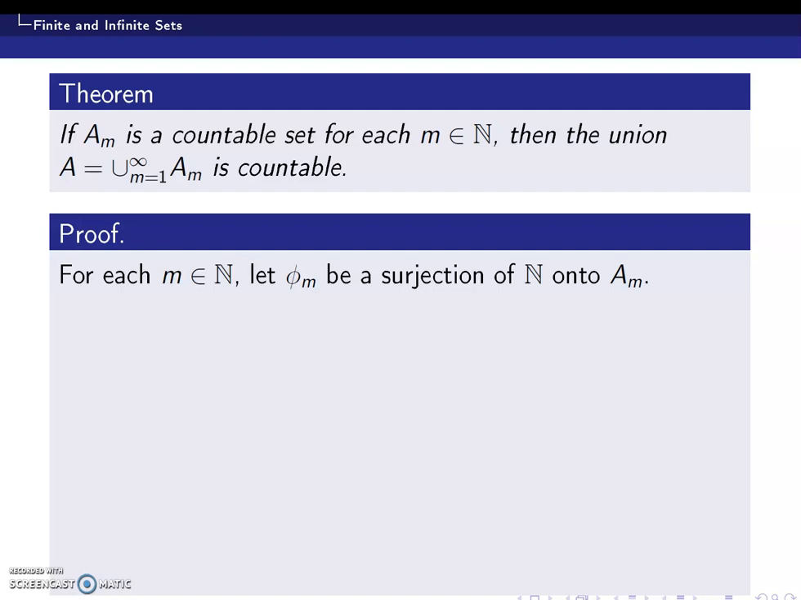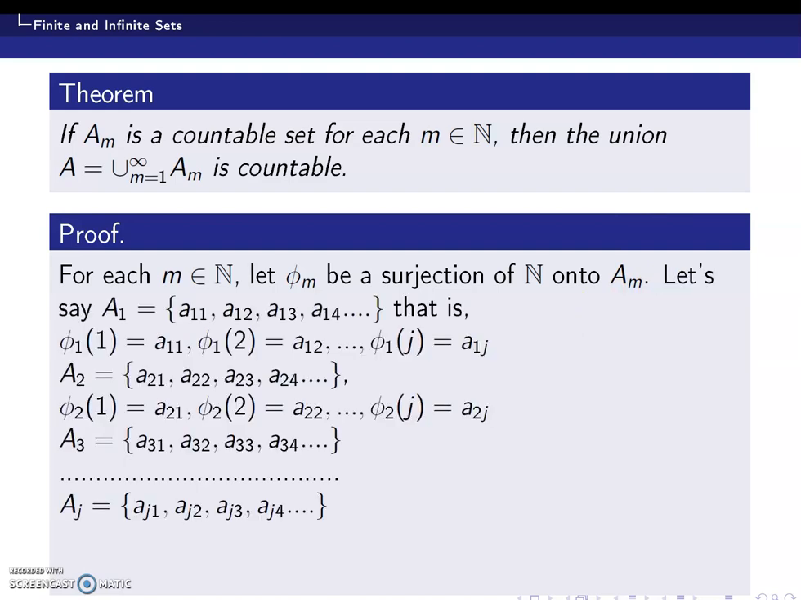First, use the definition and the fact that a set is countable is equivalent to saying that there exists a surjection from the set of all natural numbers onto that set. So for each m belonging to N, there exists a surjection denoted by phi_m from N to A_m, which is possible since A_m is countable, and A_m countable implies there exists a surjection from N onto A_m by an equivalent condition.